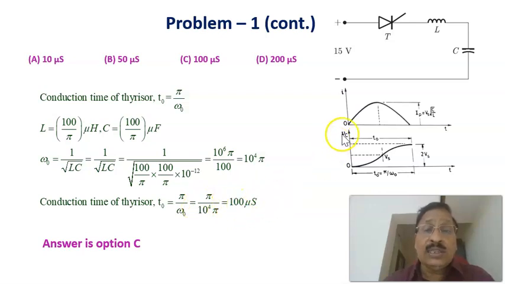Therefore, 100 microseconds is the duration for which this thyristor will be conducting, and therefore the answer is option C.